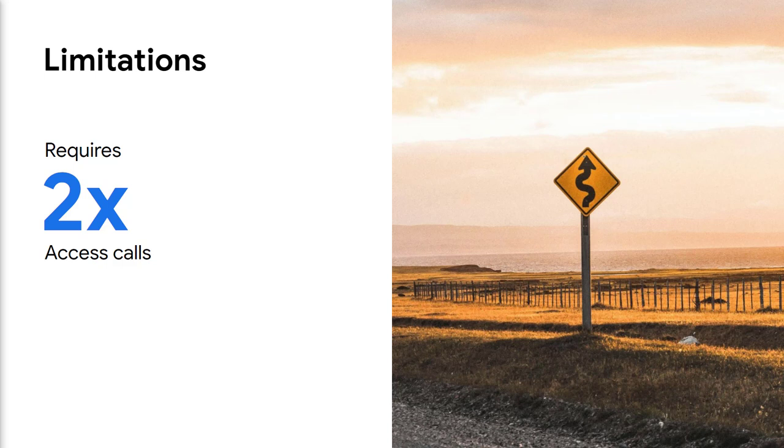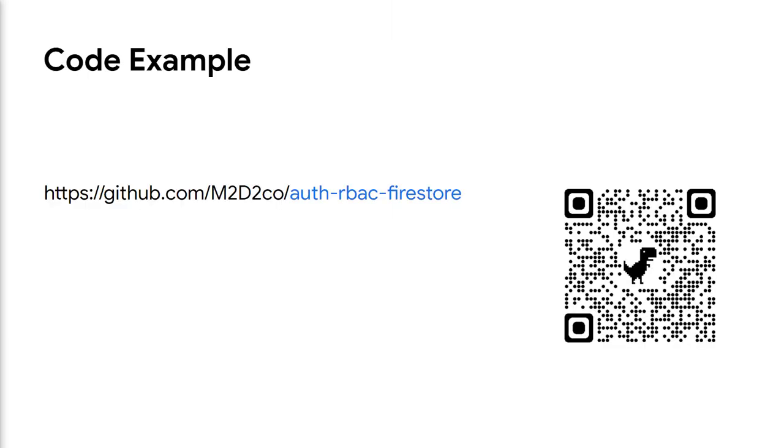This approach effectively doubles the minimum number of access calls, since you must look up the resource user assignment and then look up the permissions from the role. Also, the more creative you get with the permissions, the harder it may become to write the enforcement rules, and this may correspondingly increase the number of access calls required. Even though we didn't go into depth here, there's an entire Firestore role-based access control demo available for your use on my GitHub.